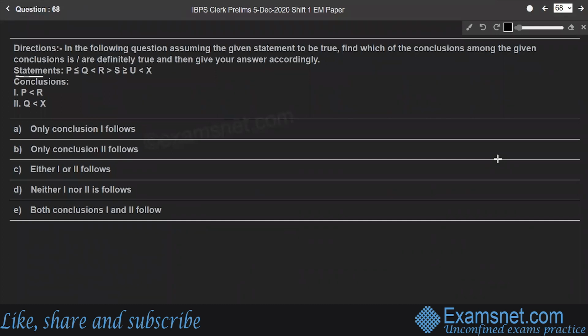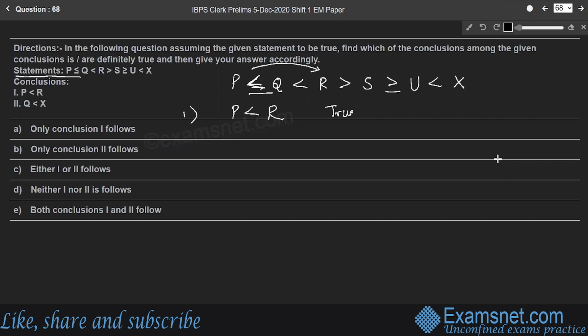Question 68. Here is the statement. P ≤ Q, where Q < R, but R > S, and S ≥ U, and U < X. Here the conclusion is P < R. So in the first part, P ≤ Q, and Q < R. So clearly we can say P < R. Though P is equal to Q in one case, P is definitely less than R. So it is true. Conclusion 1 follows, right?